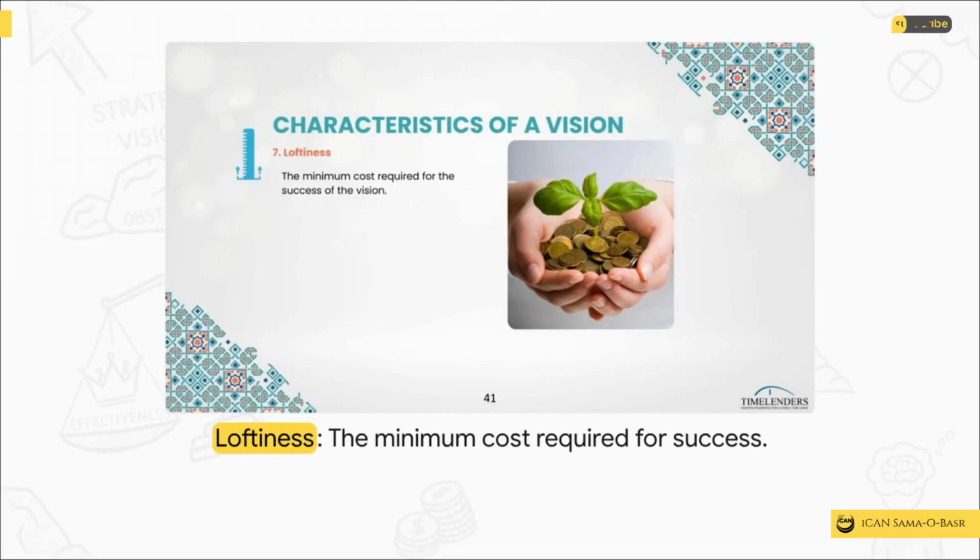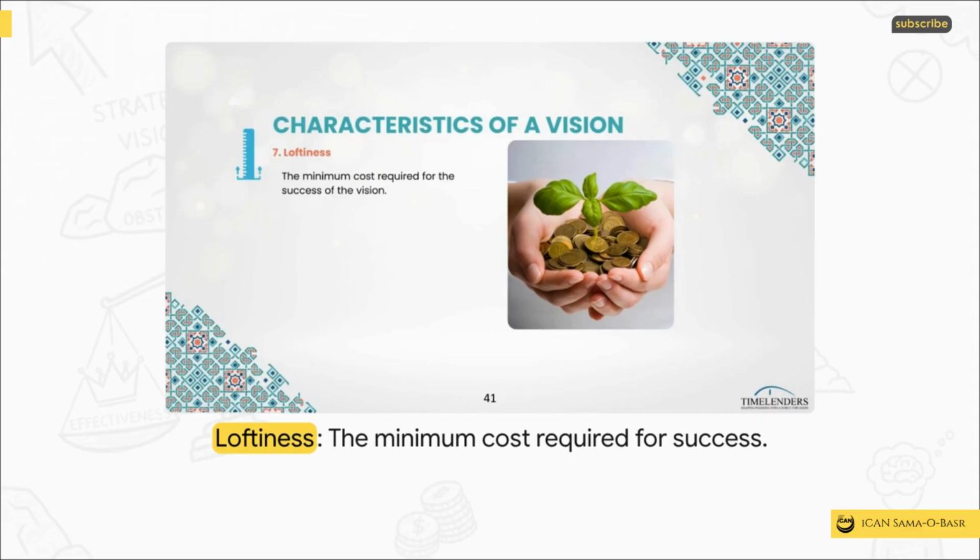And that brings us to this crucial concept of loftiness. Loftiness is literally the minimum cost required for your vision to succeed. And remember, cost here isn't just about dollars and cents. We're talking about time, physical energy, emotional toll, and massive risk. A highly demanding vision inherently carries a much higher minimum cost.